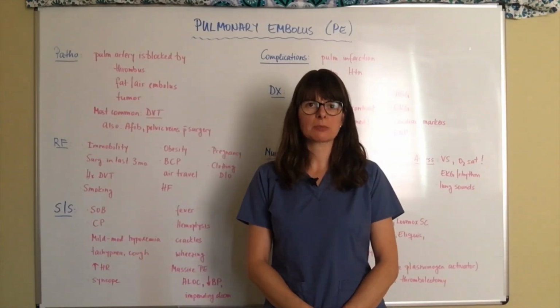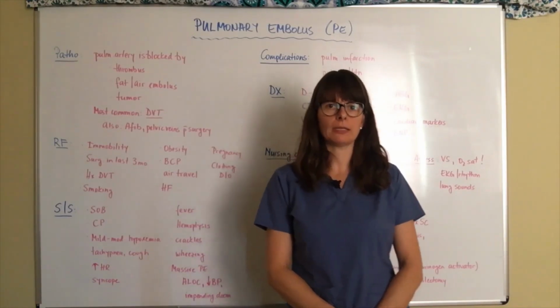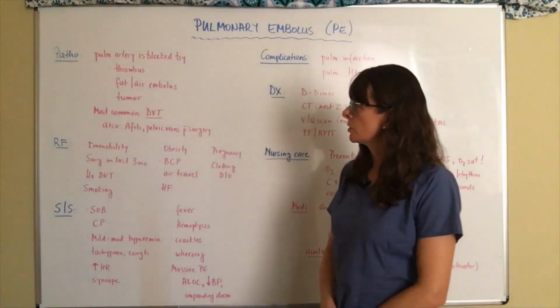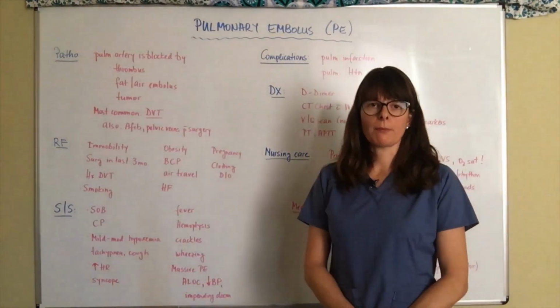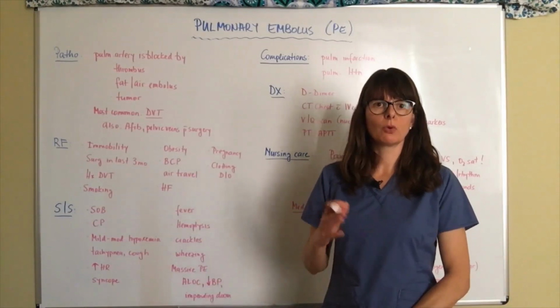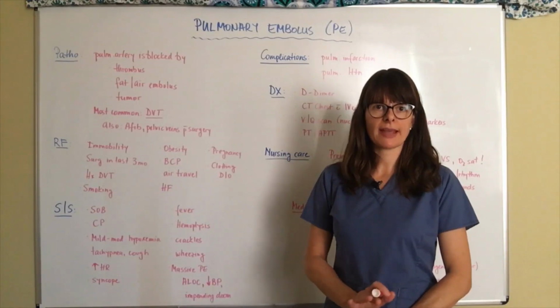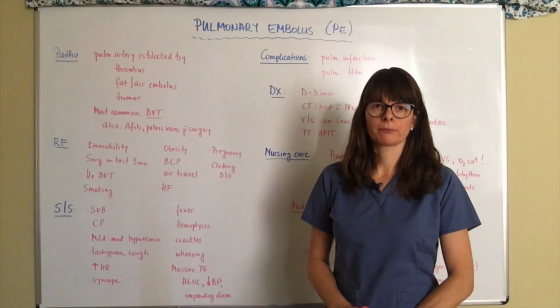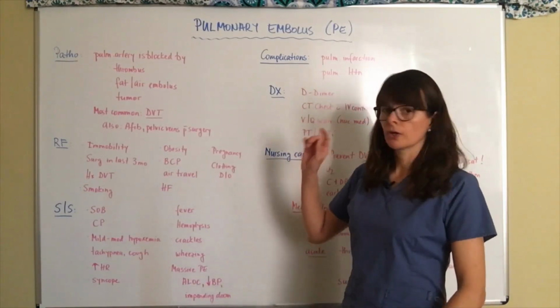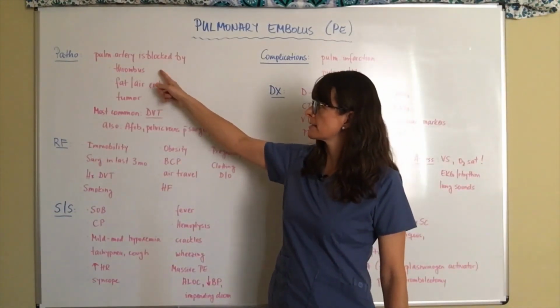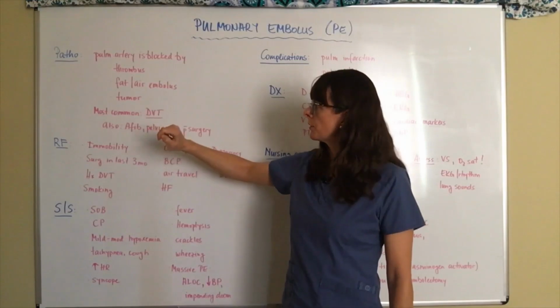Today's topic is pulmonary embolus, or PE. So let's look at the pathophysiology behind a PE. Remember that a thrombus is a blood clot that is on the move, whereas an embolus is a blood clot that has become stagnant or dislodged somewhere. So a pulmonary embolus is a thrombus that is now dislodged in the pulmonary artery.